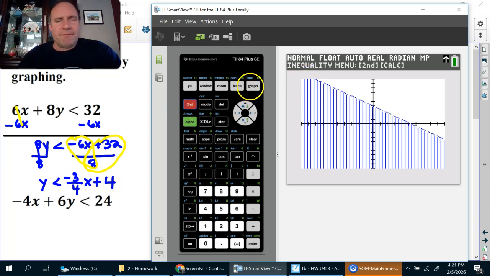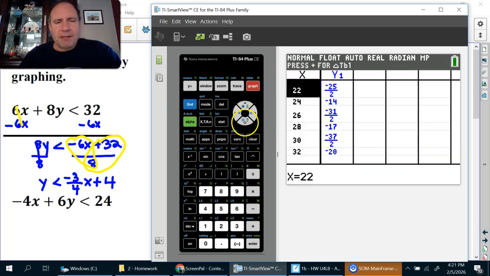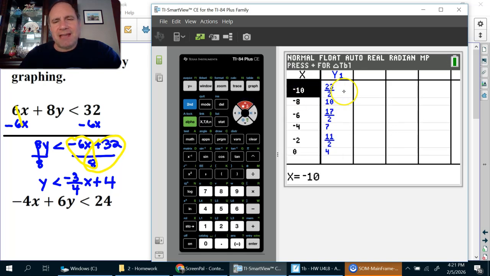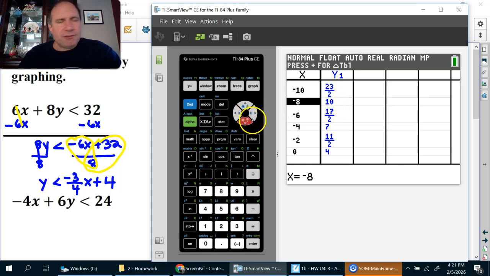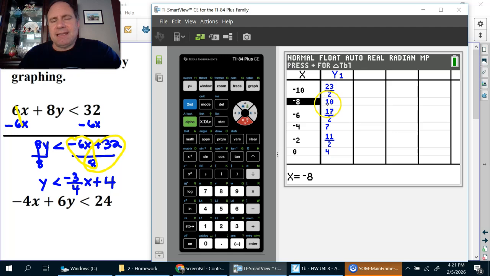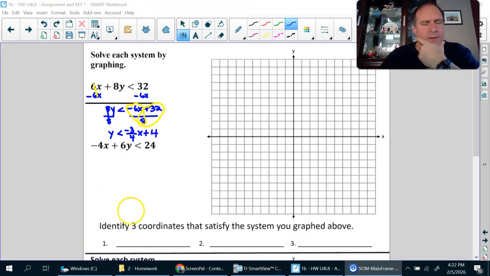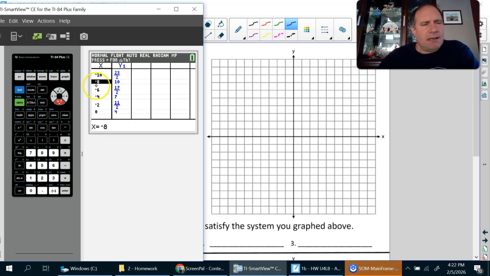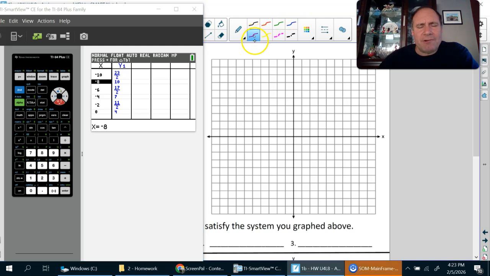So I'm going to go to second function graph, and obviously I can't graph in the 20s, so I'm going to go all the way up to -10. And you see this, -10, 23 over 2. I am not going to graph that because it's a fraction, so I'm going to just start at -8, 10. And that's what I'm graphing because I could fit it on a 10 by 10 graph.